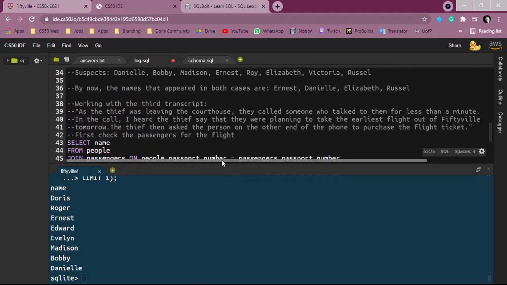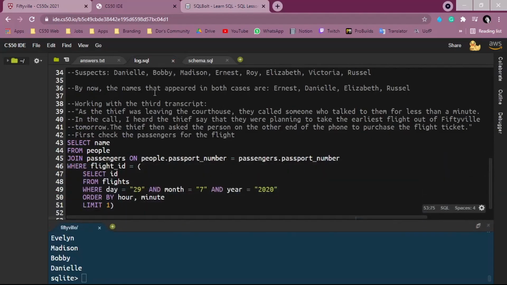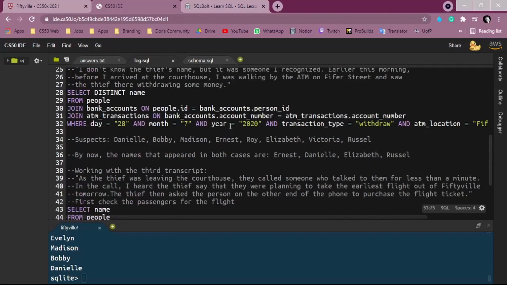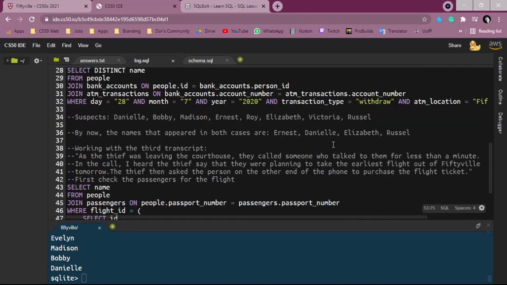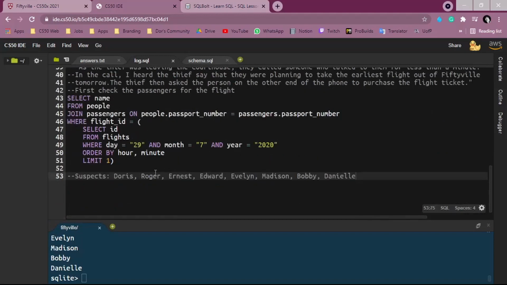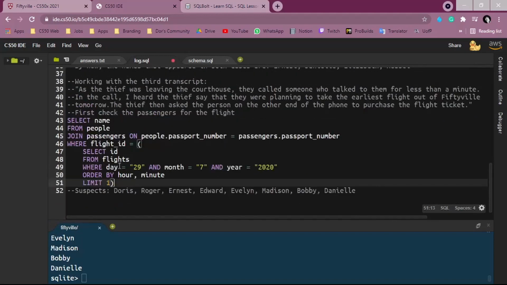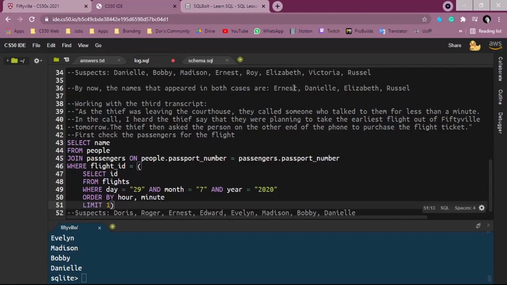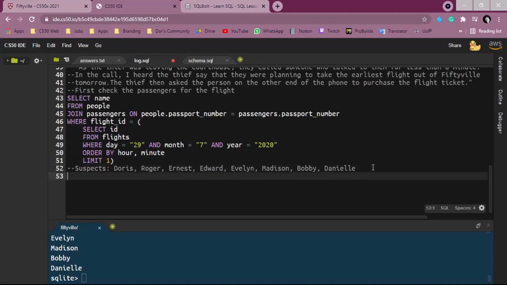So we can see in here the names that appeared in both cases, the first and the second transcription. And now we can check these names with the names of the new suspects. So we can check if we have Ernest, and we have, so Ernest is a suspect. Danielle, we also have here. Elizabeth, we don't have, and we don't have even Russell, so we can take out these 2 names from here. So by now, our main suspects are Ernest and Danielle.